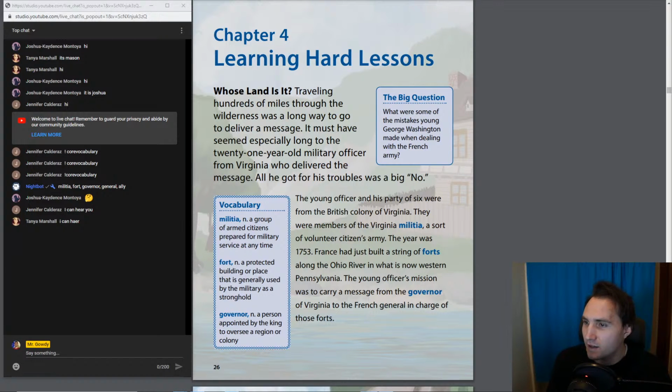It must have seemed especially long to a 21-year-old military officer from Virginia who delivered the message. All he got for his troubles was a big no. The young officer and his party of 6 were from the British colony of Virginia. They were members of the Virginia militia, a sort of volunteer citizens' army.